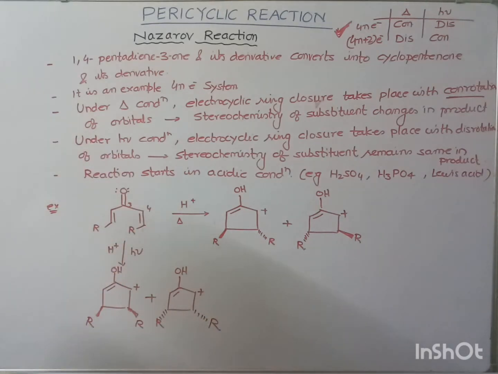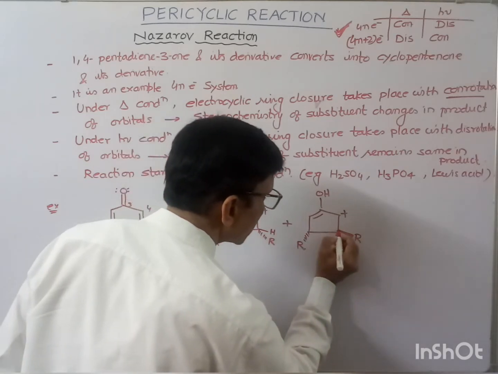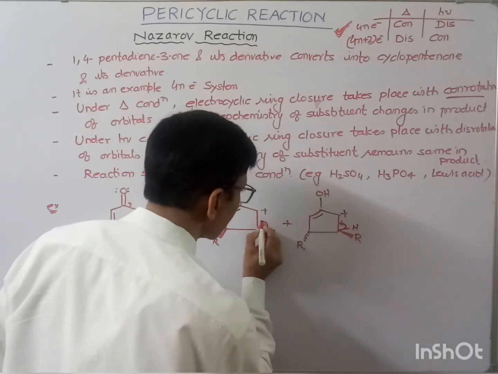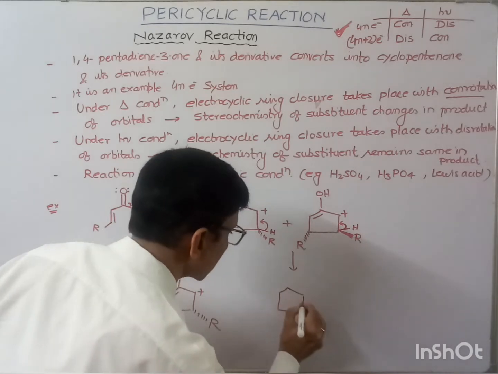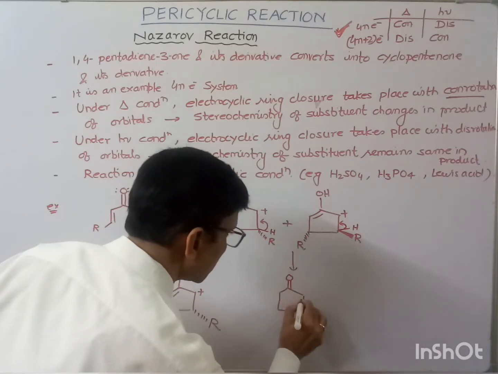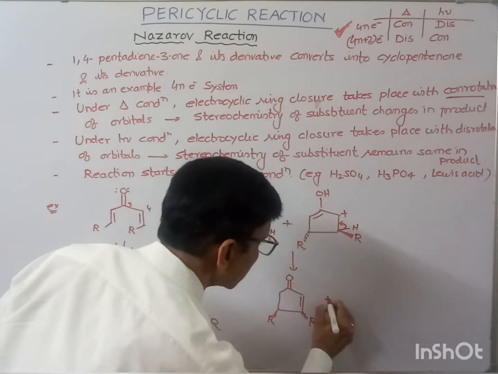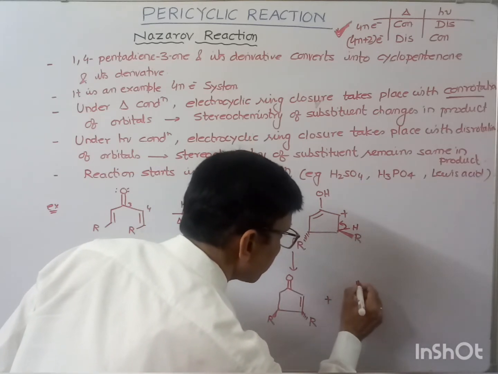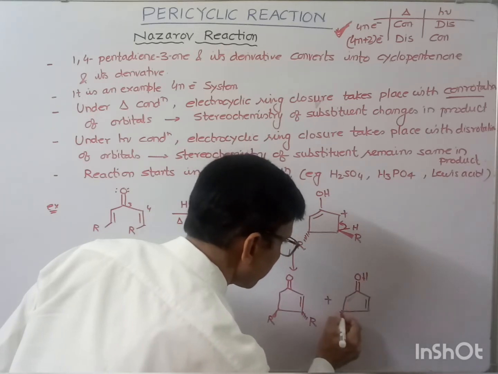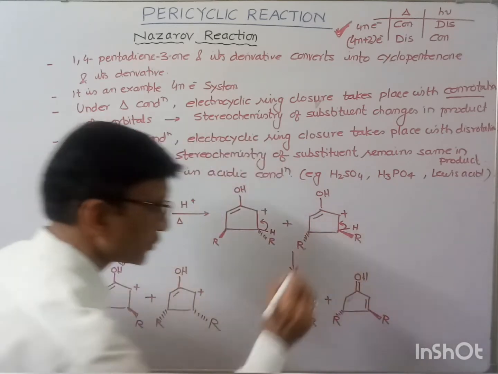And finally, we have to remove the H plus to neutralize this positive charge. So here the positive charge would be neutralized from here, one of the H is present over here, H is present over here, and this positive charge would be neutralized. And the product formed, this would be the product. This is one of the products, and this would be another product.